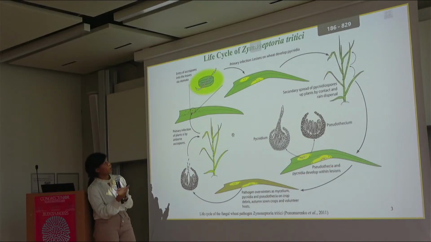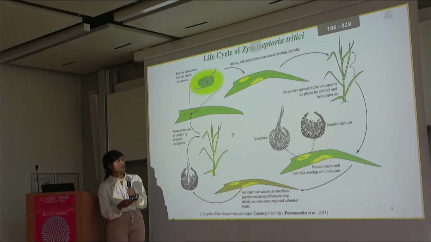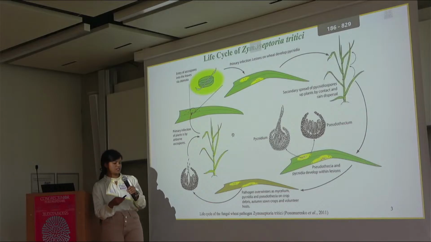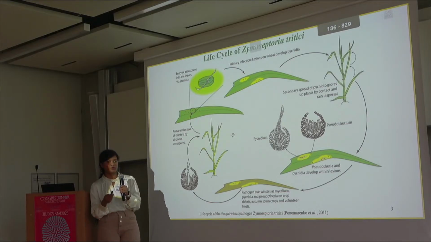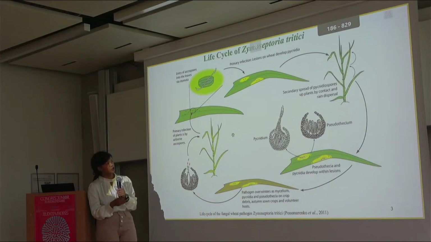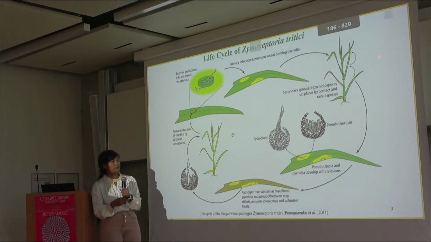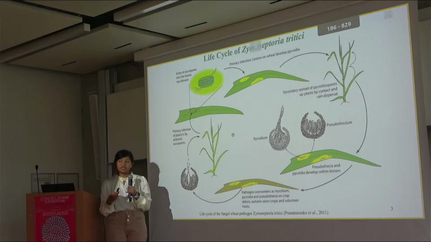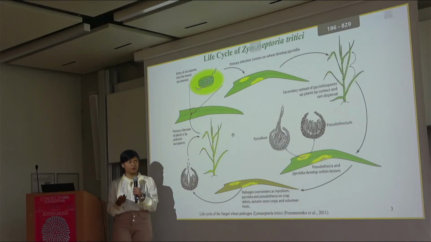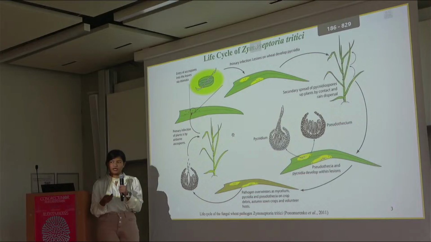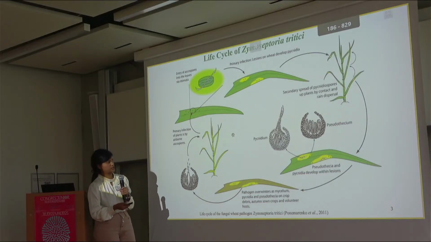STB is a disease that is caused by Zymoseptoria tritici, and here is the whole life cycle of Z. tritici. So what happens is that these ascospores coming from the fungus crop debris enter the leaves through stomata. They grow inside the plant silently without showing any symptoms, but after 14 days they cause this primary infection. And then they release the pycnidiospores that infect one leaf to another by contact or rain dispersal. Since it involves sexual and asexual reproduction, it evolves quickly and it's hard to maintain this resistance.